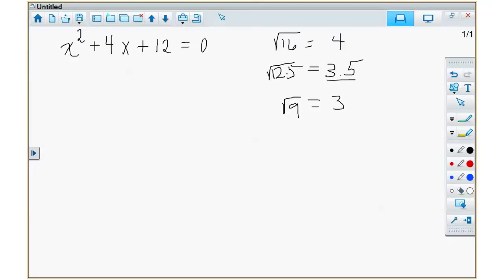Tell you what, I'm about ready to ship all y'all to Anderson campus. But anyway, that negative tells us what? It tells us that there's no x-intercepts.